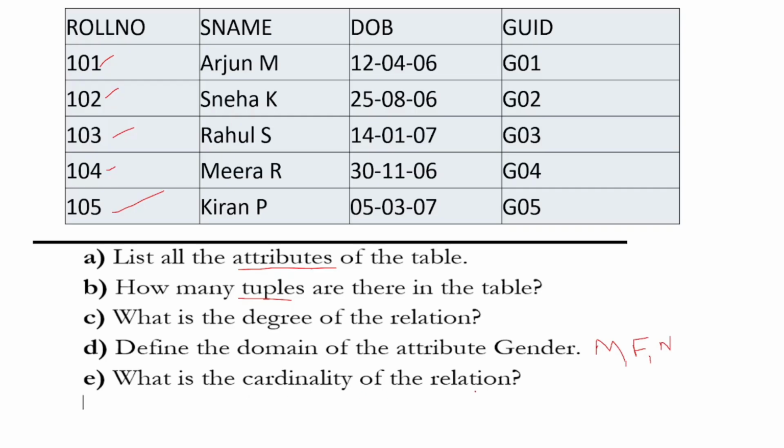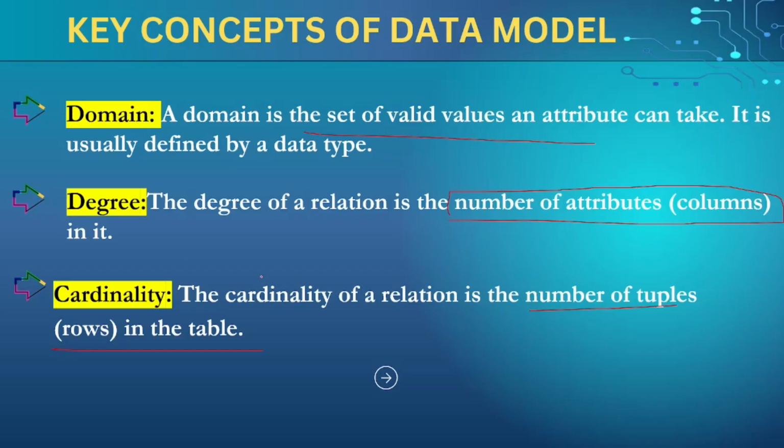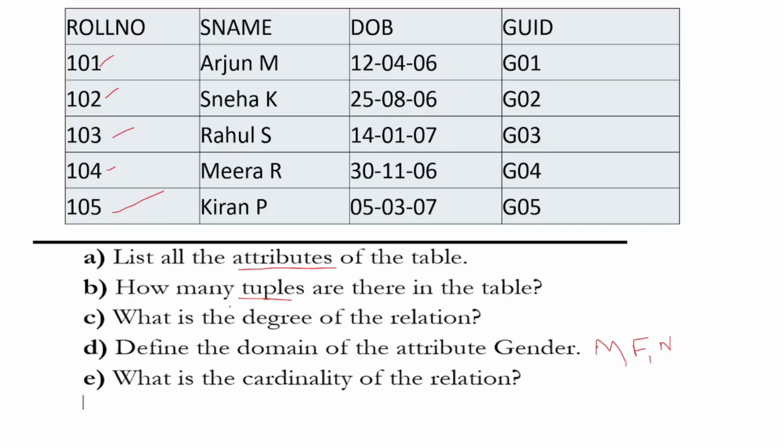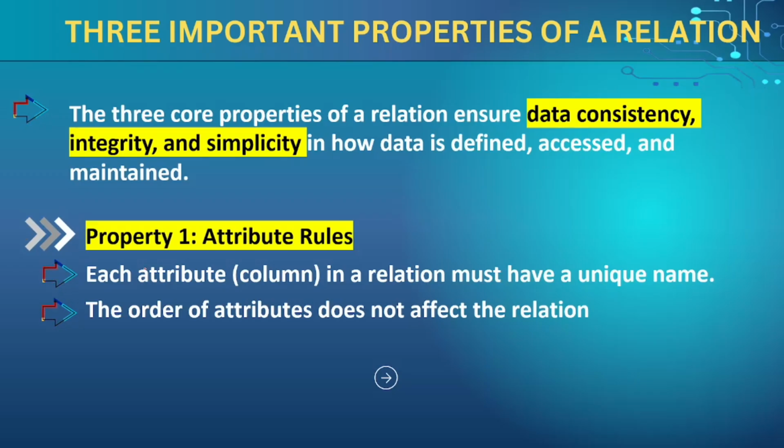Next, what is the cardinality of the relation? What is the meaning of cardinality? Number of tuples. So what is the cardinality? 101, 102, 4, 3, 4, 5. So totally 5, and you have to mention all this. Clear now?